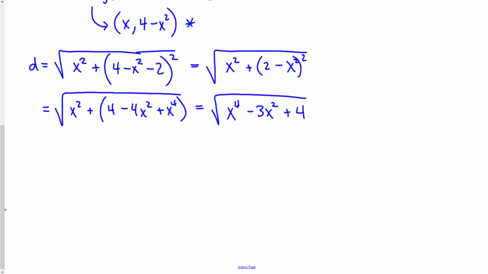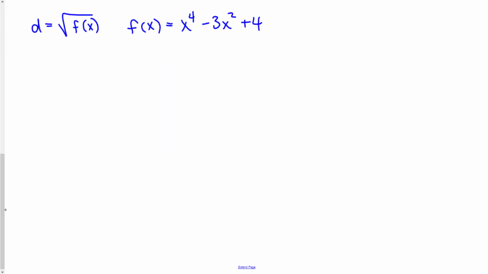So we really only fundamentally need to work with, say, f of x. If I say d is the square root of f of x, then f of x becomes x to the fourth minus 3x squared plus 4. So I only need to really work with the part that's underneath the square root in terms of minimizing and maximizing. And that's a big advantage to us because we go from having to do chain rule derivatives of d to just power rule derivatives of f. And that only works because we're taking the square root of the entire function. All right, so let's start working with derivatives.